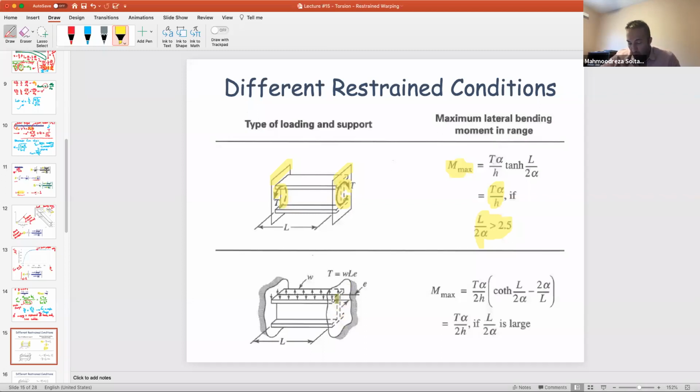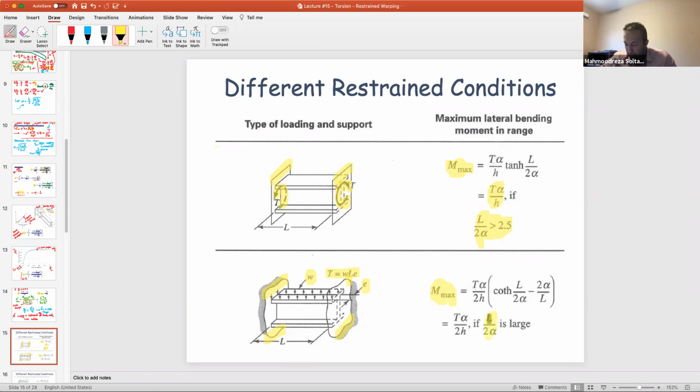In this case, you are having a distributed load applied on top of the flange, and both ends are fixed, right? So if you have this W as a distributed load applied to your system, the torque would be equal to this WL times E, the eccentricity basically. And E is given to you here. Your maximum moment can be found from this expression.